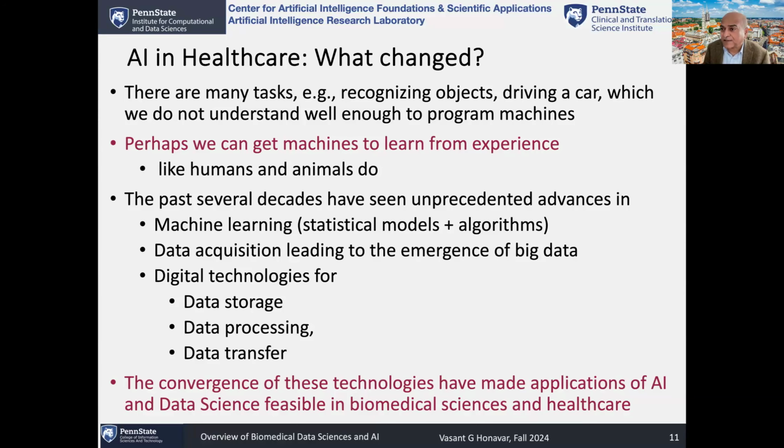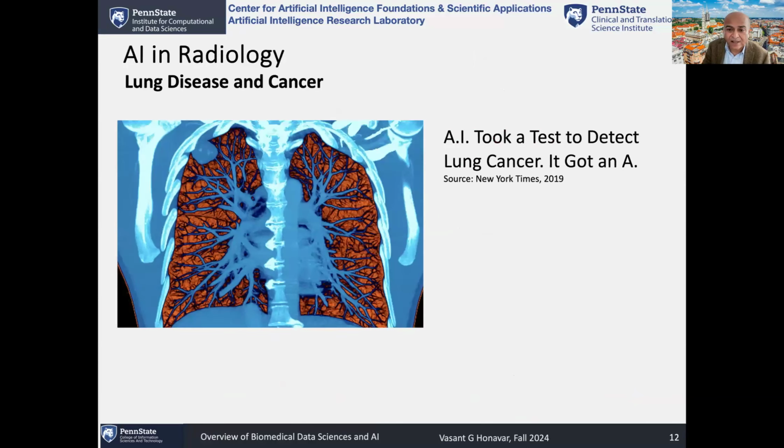There have also been tremendous advances in data acquisition, so the availability of large data sets. One example is the Protein Data Bank, which fueled the creation of a system for which the inventors recently got a Nobel Prize. The convergence of these technologies is what has made applications of AI and data science feasible in biomedical sciences and healthcare.